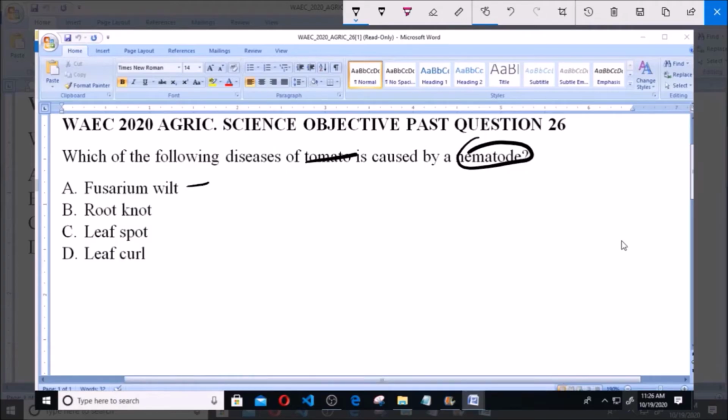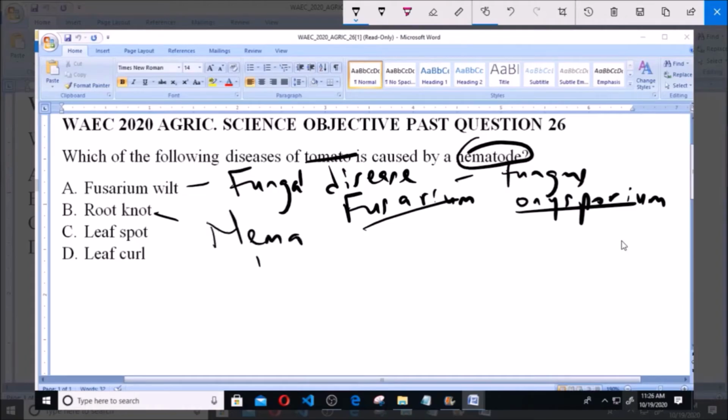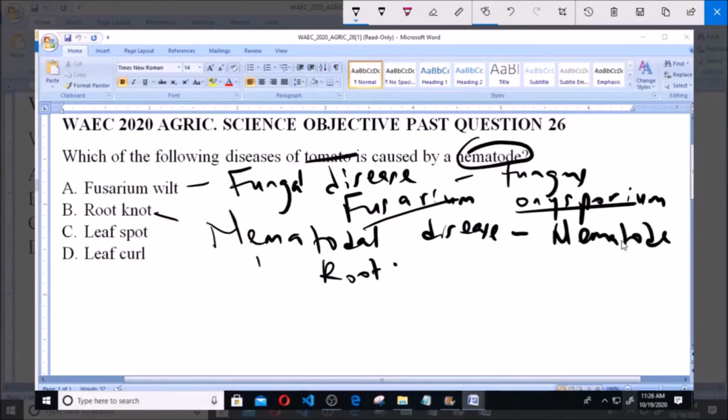Now option A is Fusarium wilt. Now Fusarium wilt is a fungal disease. Okay, that means it is caused by a fungus, and the name of that fungus is Fusarium oxysporum. So that is the name of the causal organism. Now option B says root knot. Now root knot is a nematodal disease. That means it's caused by a nematode. Okay, and the name of the nematode is the root knot nematode.